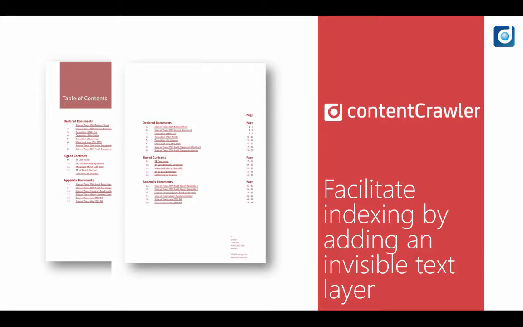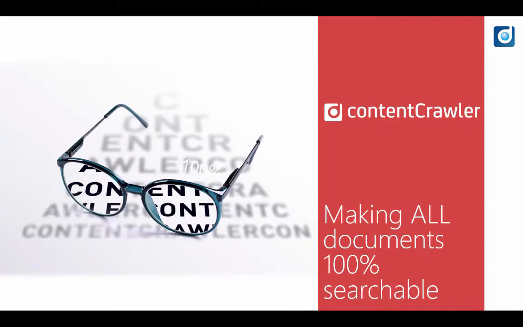contentCrawler simply looks at the image of the page and adds an invisible layer of searchable text that is directly superimposed over the image of the text. This allows you to search for words using your search engine or when simply reviewing the document in your favorite PDF viewer. The updated document is saved back into your content repository automatically as a new version or an updated version or a new document depending on your configuration. At that moment, your search engine will re-index the document and your text is now searchable.